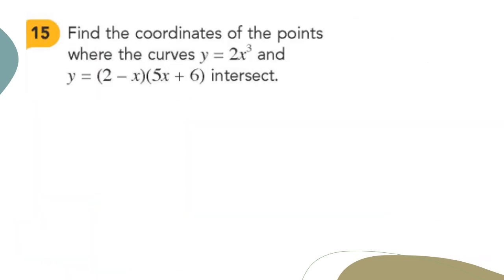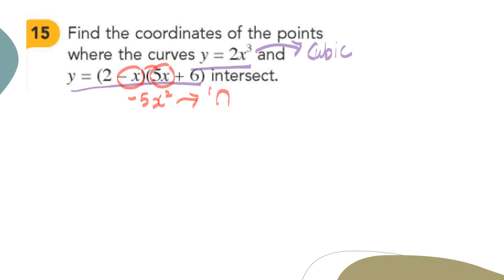We are given two curves here. This one is a cubic curve, and this is a quadratic curve. If you were to take negative x and multiply it with your positive 5x, you will end up getting negative 5x squared. And since the coefficient of x squared is negative 5, what you're having here is an N-shaped quadratic curve.